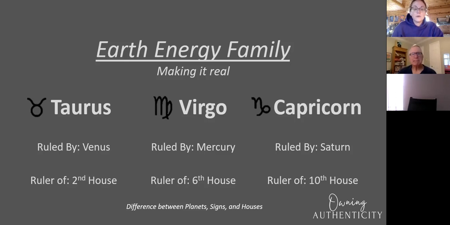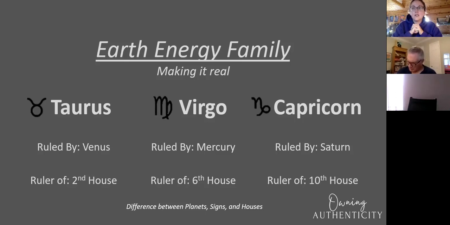Real quick, before we dive in, I do want to spend just a minute talking about the difference between planets, signs, and houses. And a lot of this, again, comes from Stephen Forrest. So starting with planets, let's imagine planets as different kinds of meat. So there's chicken, there's fish, there's beef, there's pork, there's all these different kinds of meat.